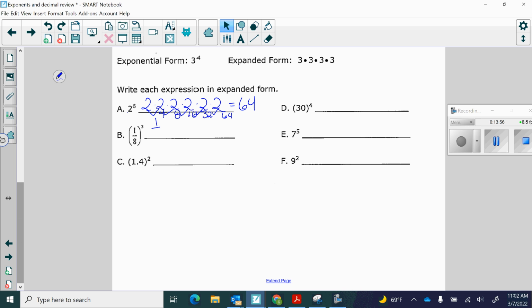Yes, 1/8 times 1/8 times 1/8. I don't need to write it in parentheses because I'm not using an exponent. And now I need to do what? Multiply. So to multiply fractions, it's just numerator times numerator and denominator times denominator. So what is 1 times 1? 1 times 1. So 8 times 8? 64 times 8? 512. So your answer is 1/512.